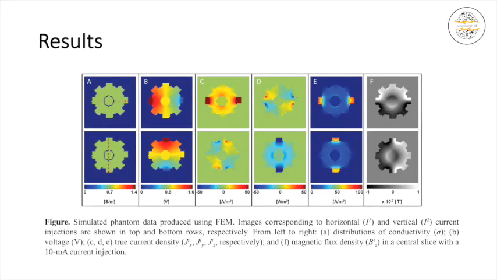This figure shows results of finite element simulations showing, from left to right, actual conductivity data, voltage distributions caused by MREIT current, the three components of the true current density, and finally, on the right, the BZ distributions that would be expected for either the horizontal, the top row, or vertical, bottom row, current directions.